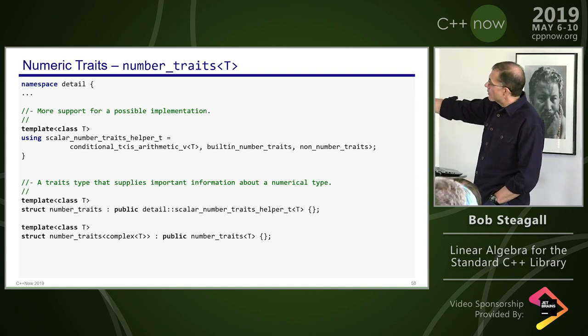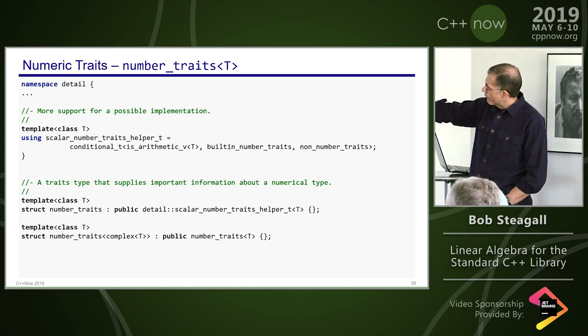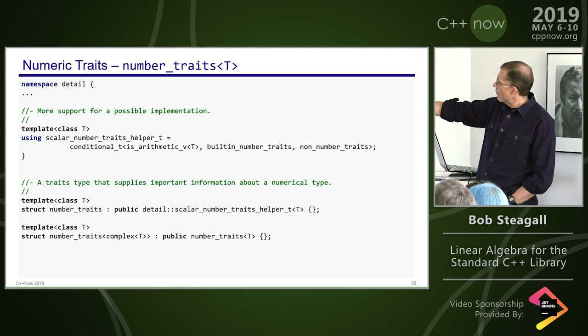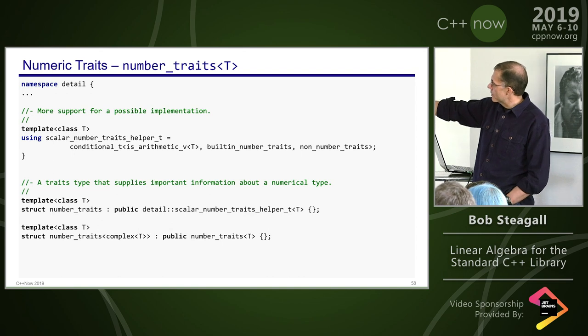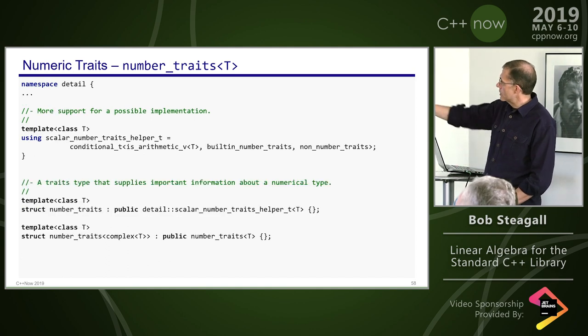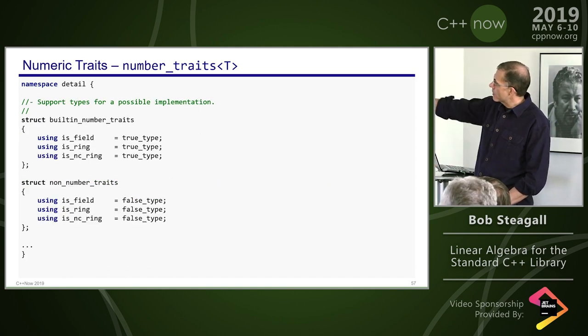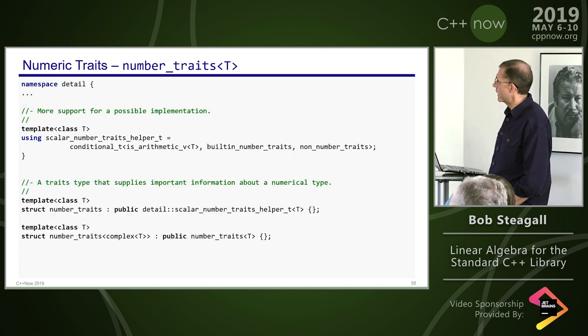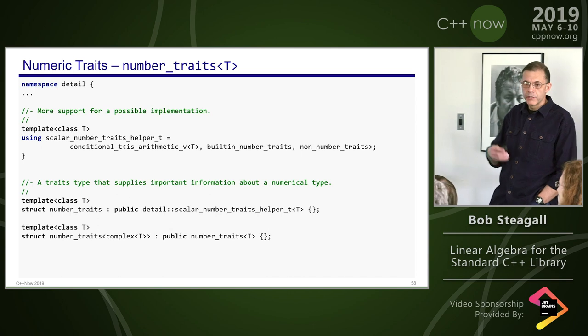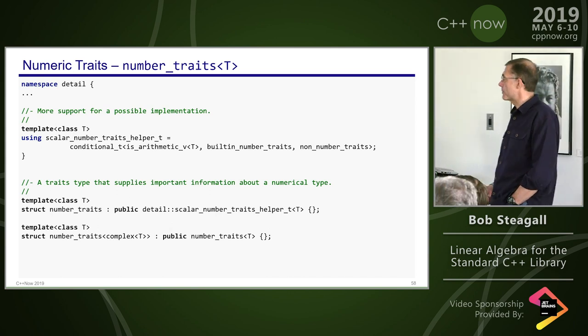And then my implementation below for the primary template of number traits is publicly derived from my helper trait, which looks at the type of the implementation. So if the implementation is an arithmetic type, it's going to be publicly derived from built-in number traits. If it's not an arithmetic type, it's going to be publicly derived from non-number traits. This is not necessarily the best implementation, but it's one that works now. It's sufficient for my purposes.